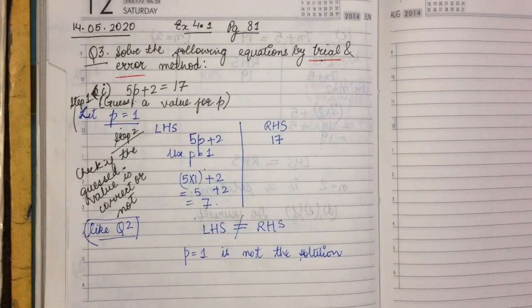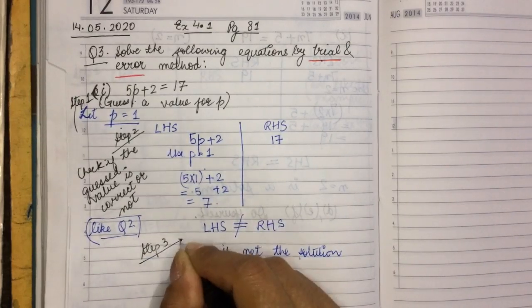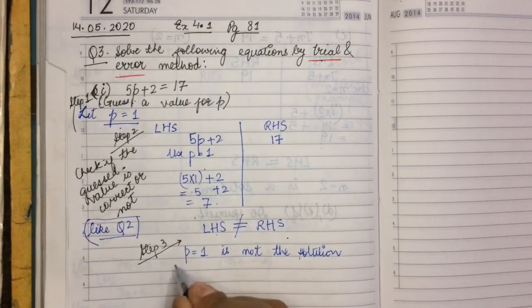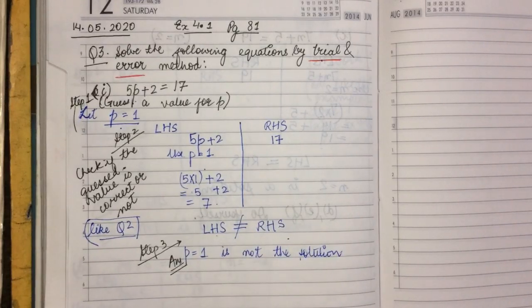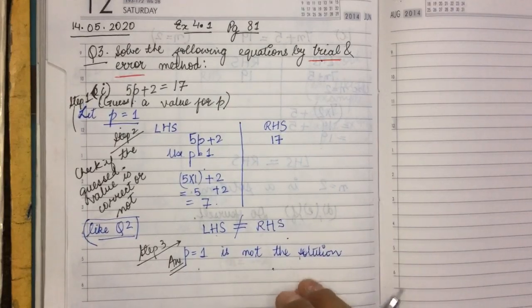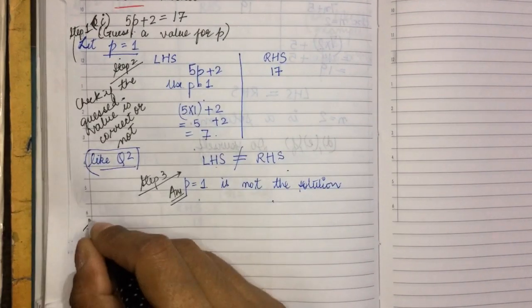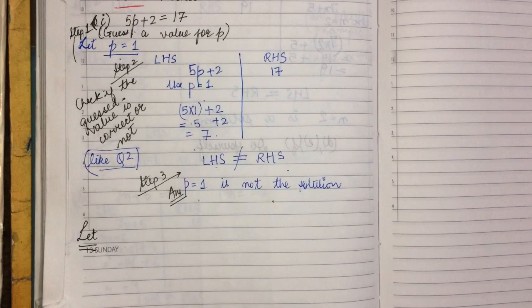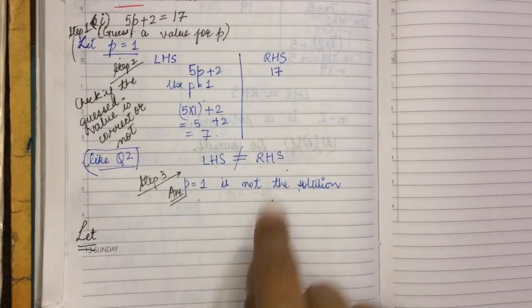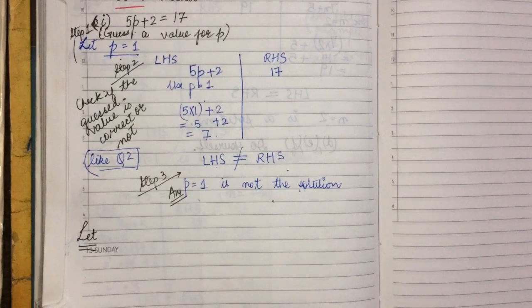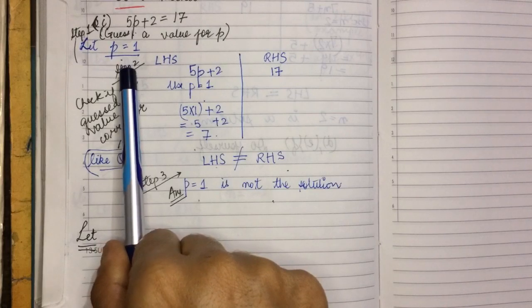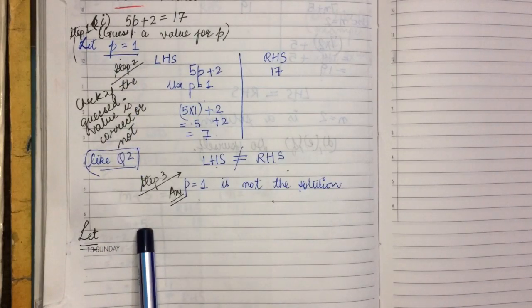So I try another value. This was step 3, where I compare, and my answer is that the value that I guessed is not correct. Now, since the guessed value is not correct, I will do all these steps again because this value did not work. I'm going to try another value. You could skip or go to the next value, because I had taken 1. The next value that I'm taking is p equals 2.